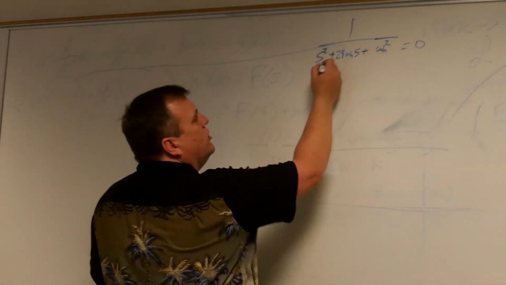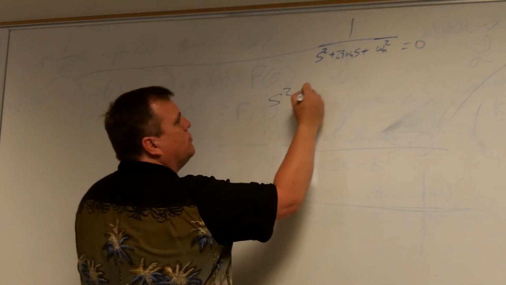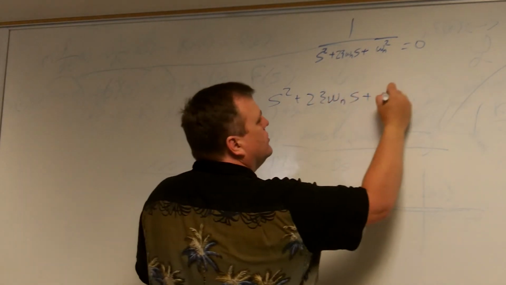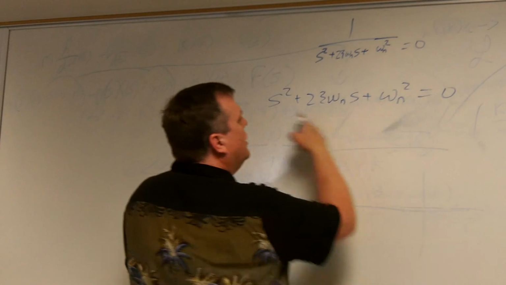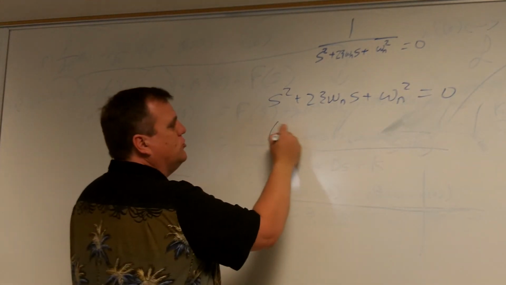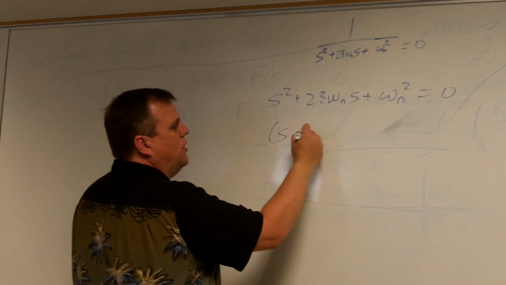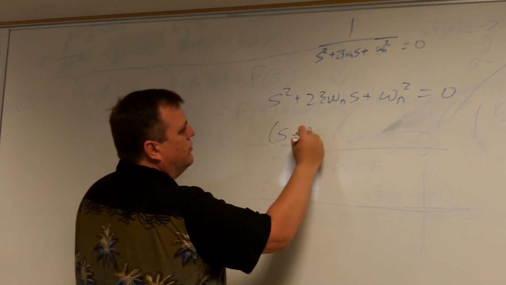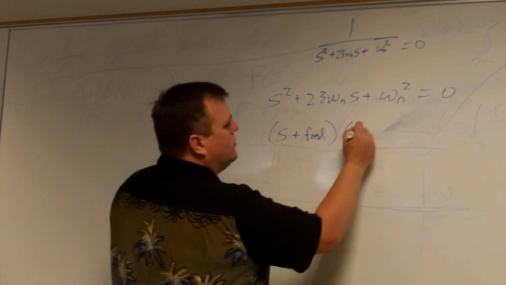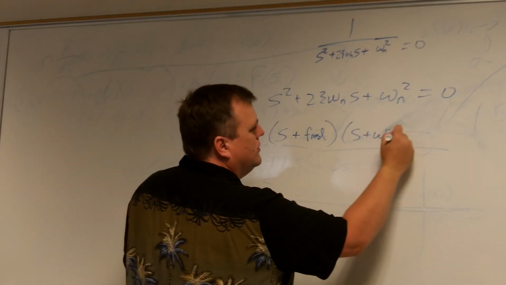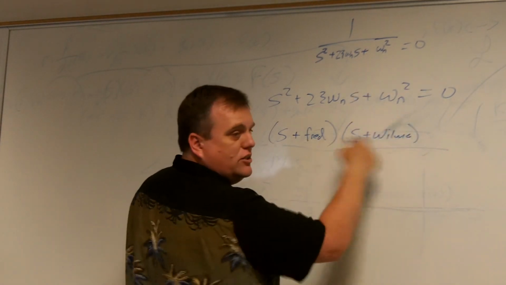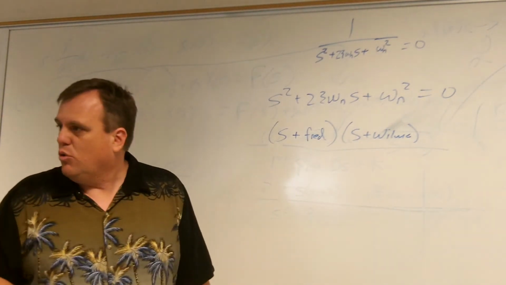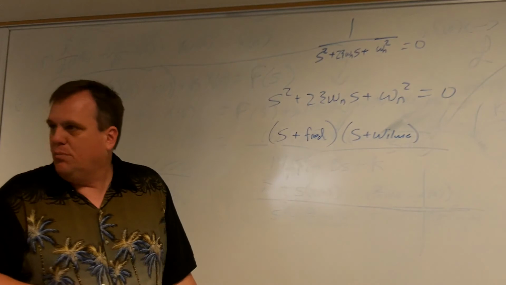That happens when we can write this, s squared plus 2 zeta omega n s plus omega n squared equals 0. This is akin to factoring it, so we get s plus something, whatever, Fred, times s plus Wilma. I can rewrite this factor. That's the whole point of that quadratic formula, right? You can tell me what the poles are.